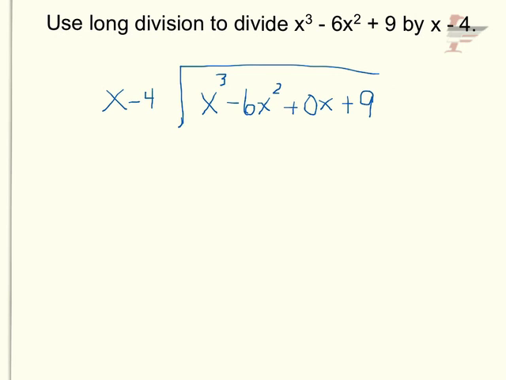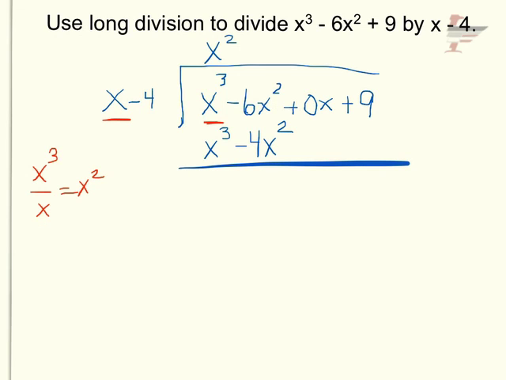Alright, so first step is to divide. So again, I'm always dividing my first terms. So x cubed divided by x is x squared. So that's what goes on top. And then I multiply x squared times x is x cubed. x squared times negative 4 is negative 4x squared. And then I'm subtracting everything, so that changes all the signs. So my cubes cancel. I have negative 2x squared, and then I carry down, but I'm carrying down no x.